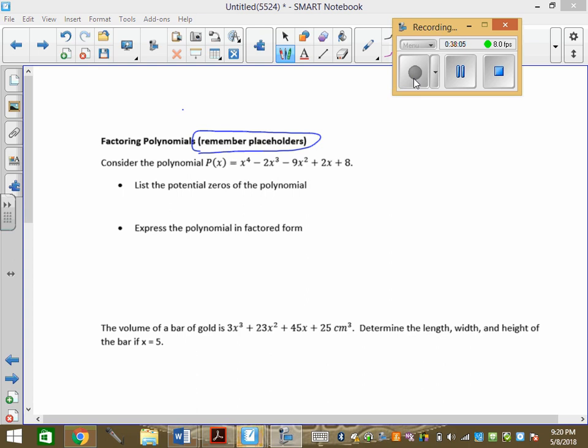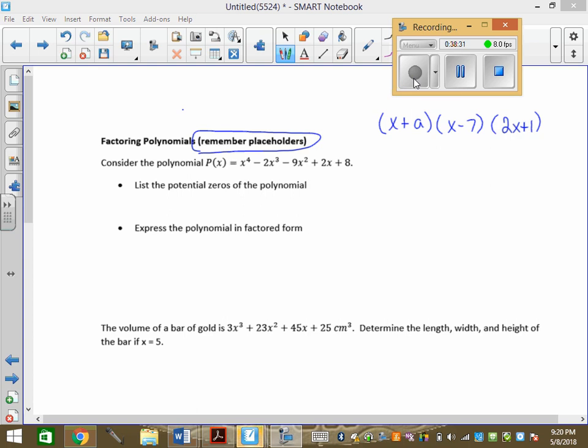So we're going to consider the polynomial p of x equals x to the 4 minus 2x cubed minus 9x squared plus 2x plus 8. And remember, factors are like x plus a, x minus 7, 2x plus 1. These are factors. They're called linear factors. Why are they called linear factors? Because each little factor makes an actual line.